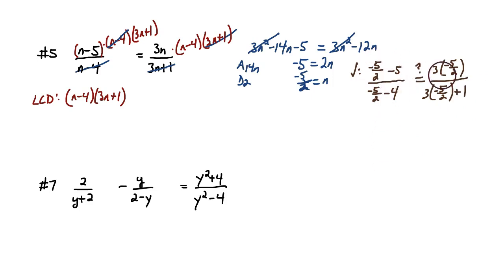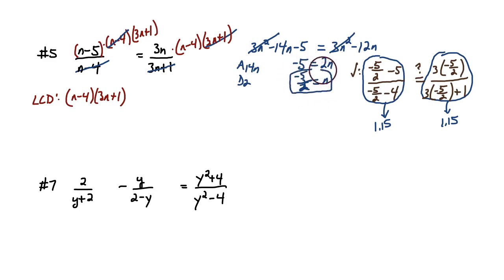We need to perform all this work to see if the left side is really equal to the right side. Because of the fractions, you might want to use a calculator to do this. When I type this entire expression into the calculator, using parentheses correctly to group the numerator and group the denominator, it gives me the decimal 1.15. So the left side does equal the right side. The answer is negative 5 halves.